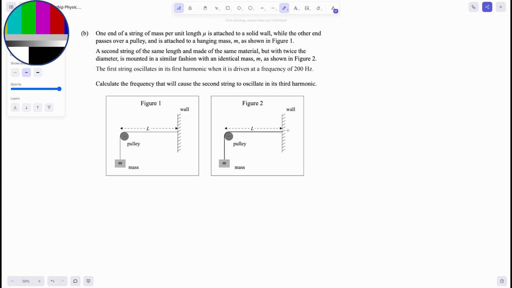There we go. One end of a string of mass per unit length mu is attached to a solid wall, while the other end passes over a pulley and is attached to a hanging mass m, as shown in figure 1. A second string of the same length and made of the same material but with twice the diameter is mounted in a similar fashion with an identical mass m, as shown in figure 2. The first string oscillates in its first harmonic when driven at a frequency of 200 Hz. Calculate the frequency that would cause the second string to oscillate at its third harmonic.